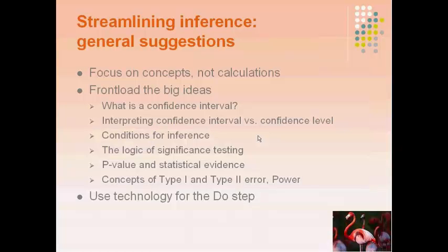My final bullet there is about the concepts of type 1 and type 2 error and power. I really like to bring those in from the very beginning, from the very first time we do a significance test, to have kids talk about what could go wrong. What could go wrong if the H0 is actually false and we don't pick up on that? What could go wrong if the H0 is actually true and we reject that H0? And which is more serious, and what implications does that have for setting a significance level?